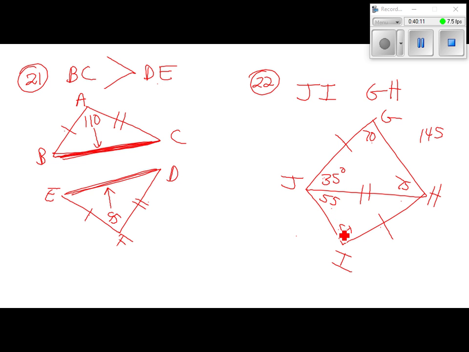Same thing down here. 80 plus 55 is 135. Subtract that from 180 and you get 45 degrees. Now we can compare the side across from that 35-degree angle to the side across from that 45-degree angle. The side across from the 35-degree angle, which is GH, which in my picture it doesn't look like it, but it's the way it is. It's going to be smaller than the side across from the 45-degree angle. So this is smaller and this one's the longer. So JI is actually bigger, so the greater than symbol goes in there.